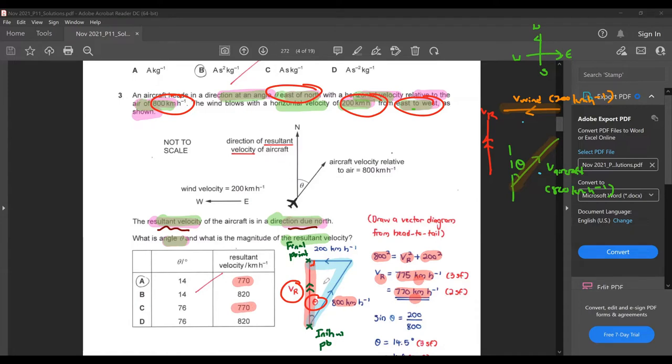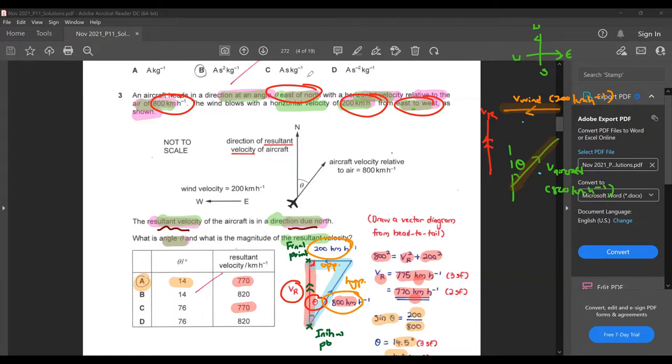Now the other thing you want to find is the angle. You just make use of the two given values here. This one is opposite over the hypotenuse, so you can use sine. Sine theta is 200 over 800. Arc sine the value, you're going to get 14.5 degrees in 3SF or 14 degrees in 2SF. So your answer is going to be answer choice A.